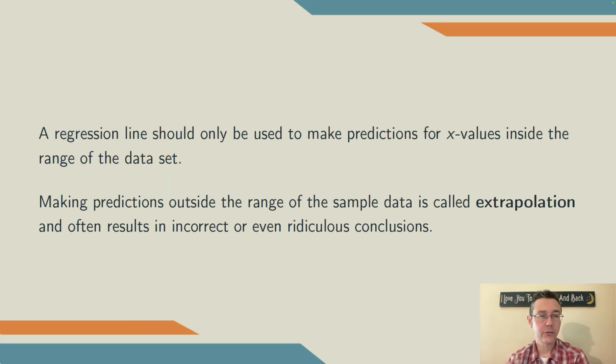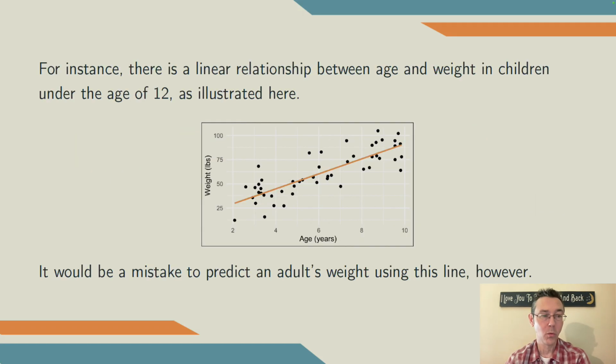Now, a regression line should only be used to make predictions for x values that lie inside the range of the observations that you have. Making predictions outside the range of the sample is called extrapolation, and it's a bad thing. Sometimes you get ridiculous results from that. Oftentimes, you get wrong ones.